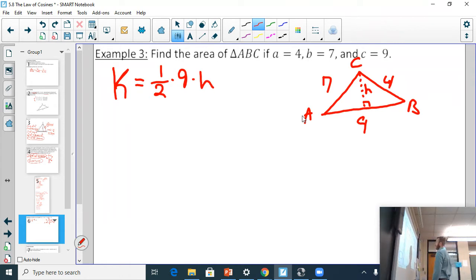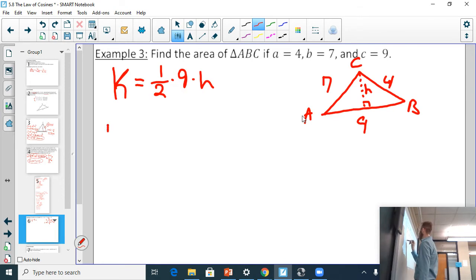And to find that height, we're going to need either angle A or B. I'm just going to say let's find angle A. We can't use the law of sines because we don't have any angles. So it's really about using the law of cosines. And again, if I'm looking for an angle in the law of cosines, I need to involve that angle. And to do that, I'm going to need to start with the side across from it, 4.